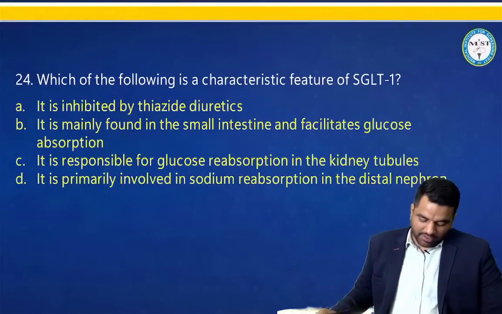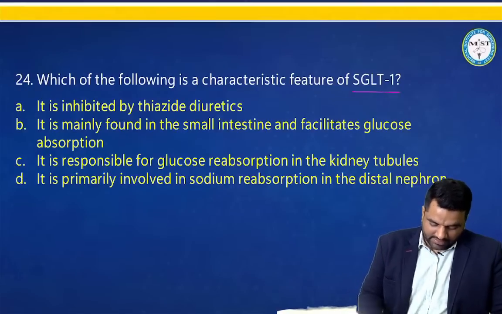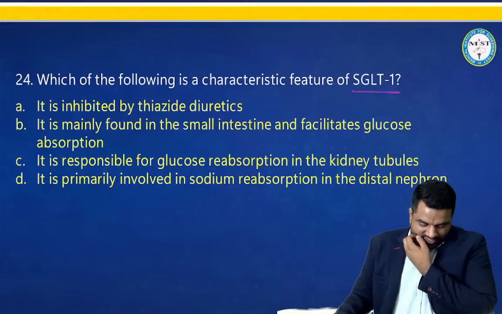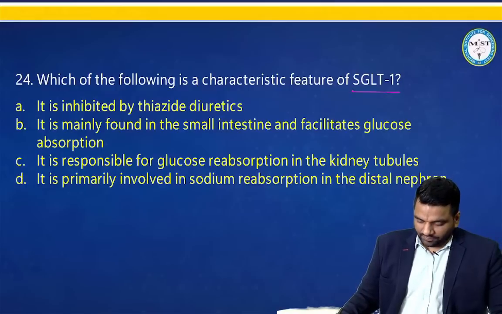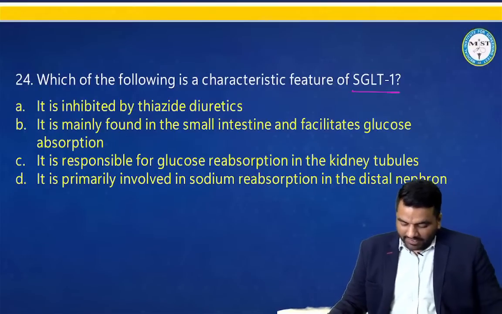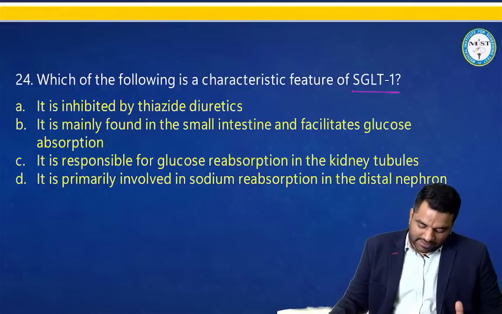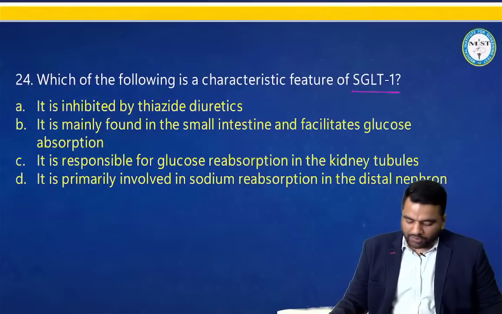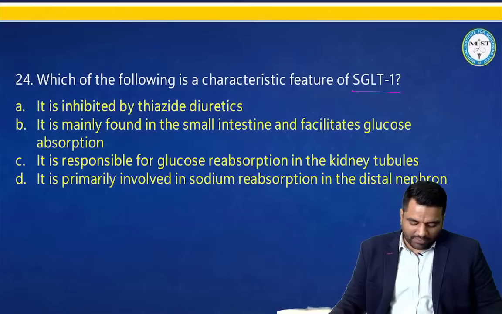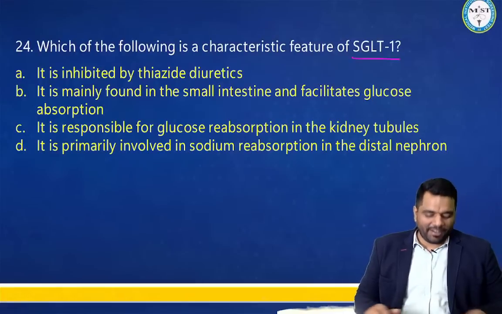Let's discuss the next question. Which of the following is a characteristic feature of SGLT1? Yes. Question number 24. Option A, it is inhibited by thiazide diuretics. B, it is mainly found in the small intestine and facilitates glucose absorption. C, it is responsible for glucose reabsorption in the kidney tubules. D, it is primarily involved in sodium reabsorption in the distal nephron. Yes. Bread and butter question.